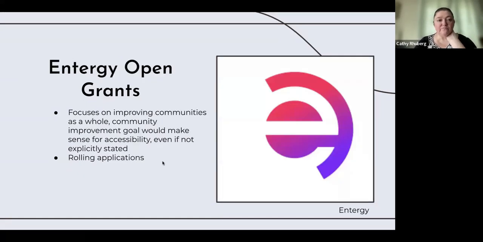So this one focuses on improving communities as a whole. So it may not specifically say this is to make your project more inclusive, but that certainly leads to community improvement. This is rolling applications, which means you can apply at any point, and they have rolling approvals for their grants. Again, you'll have a link here on the deck.